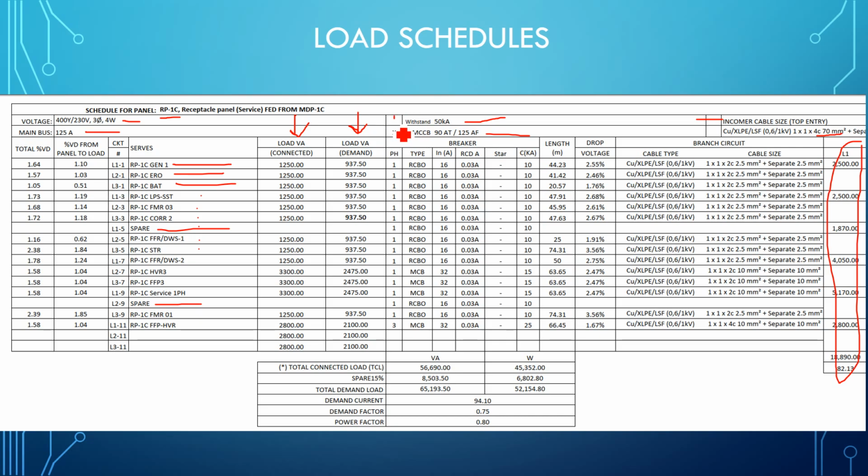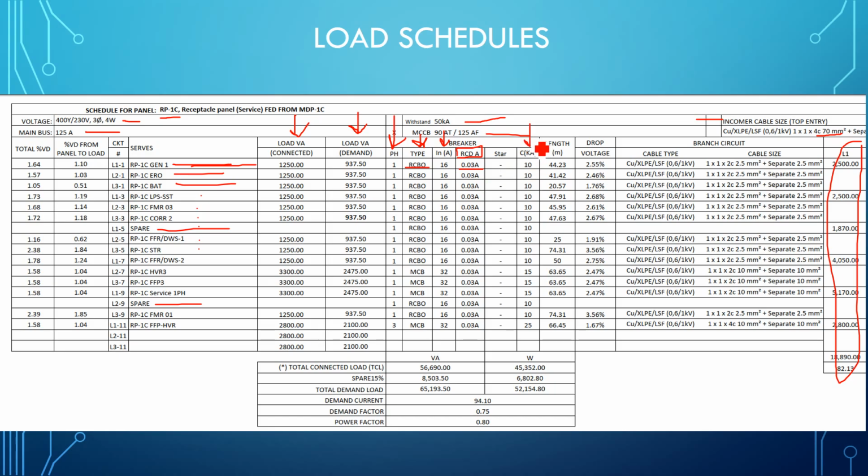Okay, then we have the phase, that is single phase, and here we have the type of circuit breaker attached to this circuit, that is RCBO. Then we have the rating of that circuit breaker, and here is the fault current rating, that is 30 milliampere. If a 30 milliampere difference comes in the line and neutral, this RCBO will trip and indicate that current is flowing or leaking somewhere else.